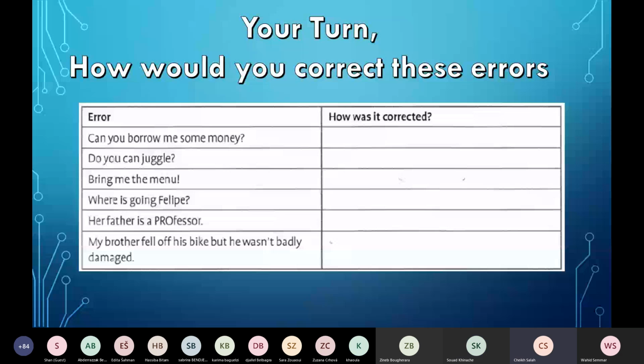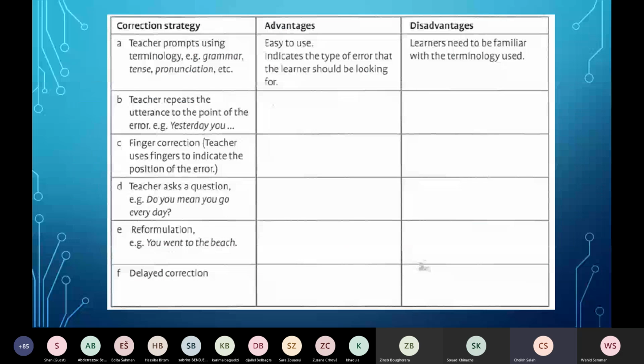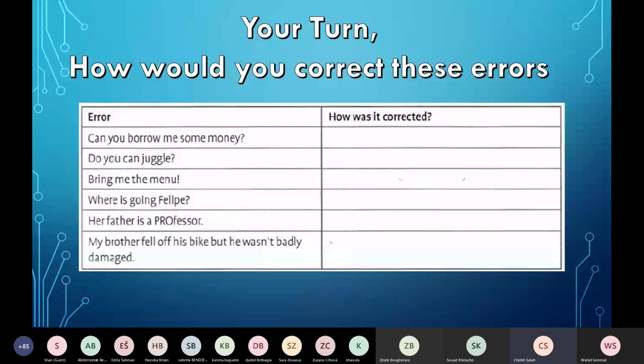It could work. What about "her father is a professor"? I mean, it's not "professor", it's "professor". Obviously, this is a pronunciation mistake or error. Which one do you choose? Yes, Karima. Not Karima, Suad. Well, I would ask the learner to repeat his sentence again. So reformulating, for example.